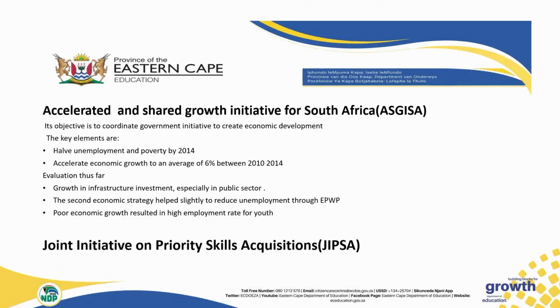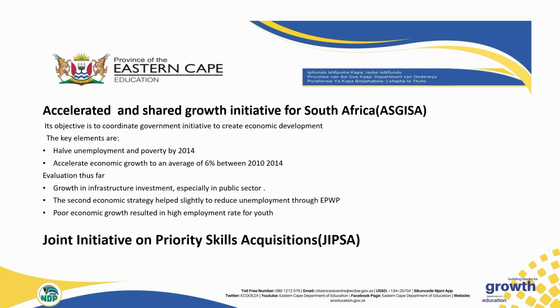Remember, their aim was to make sure to accelerate economic growth at an average of 6%, but in reality, it is not happening. They are experiencing poor economic growth. And if there is poor economic growth, what it means is that it will result in an unemployment rate, especially for the youth. Now, let's go to another policy, which is the Joint Initiative on Priority Skills Acquisition, JIPSA. And then what is their aim as JIPSA?